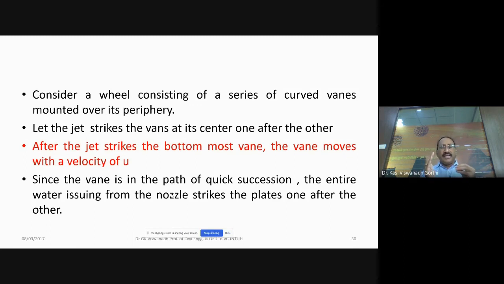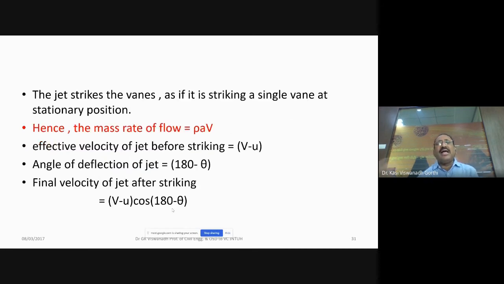The liquid jet is striking these vanes at its center. The moment the liquid jet strikes, the vane moves away, immediately the next vane comes in position. Since the vanes are in quick succession, the entire water issuing from the nozzle strikes the plates one after the other. So the jet strikes the vane as if it is striking a single vane in a stationary position. Hence, the mass rate of flow would be equal to mass density into the effective discharge, which is equal to A into V only.